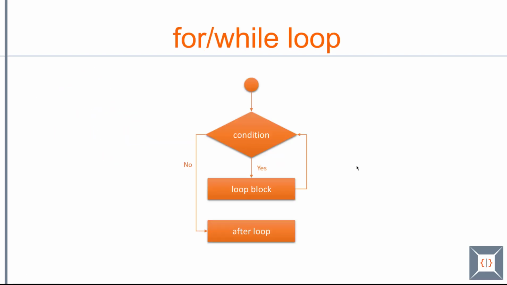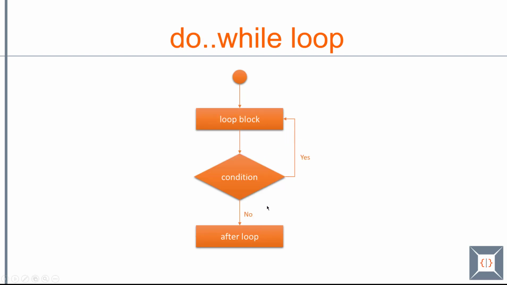So for loop and while loop are very similar in terms of how they execute. First it checks a condition, and if that condition is met, it executes the loop block. And then it goes back and checks the condition again, and if the condition is true again, it executes the loop block. So this loop block is basically executed as long as this condition is true, and if this condition is false, it moves on to the next statement, which is after the loop. So this is the same for for and while loop.